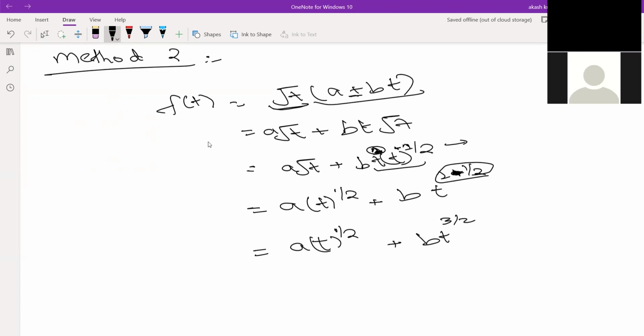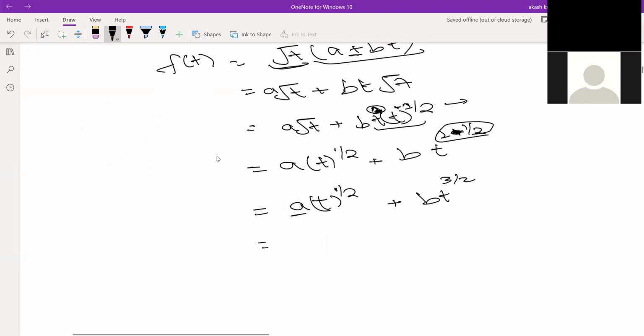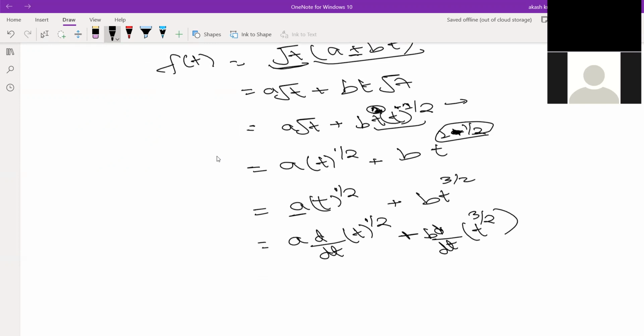Yeah, 3 by 2. Now there aren't any functions that are multiplied, so we can apply the simpler rules that we studied yesterday. A is constant. We'll be taking it out. We'll be taking the derivative of t half only. There is a plus sign in between. B is also constant. We'll be taking it out. And then the derivative of t to the 3 over 2. Yes. Now using the power rule.